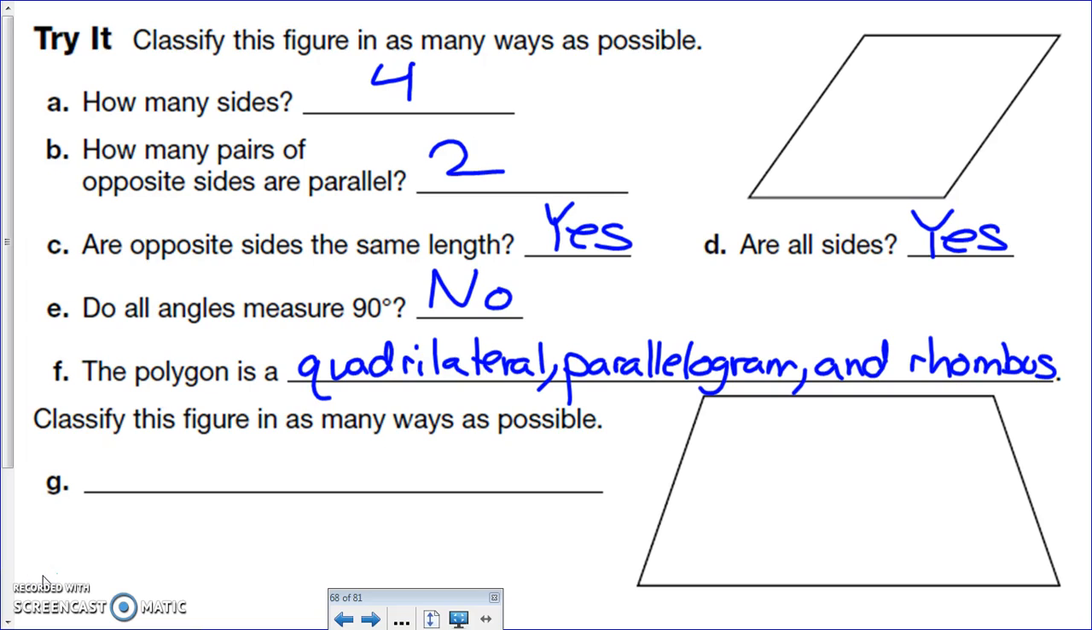For G, we need to classify this figure in as many ways as possible. So we're going to use the questions above to help us walk through the sort to figure out which categories it falls in. So we know it has 4 sides. It only has 1 pair of parallel sides, which means we can just stop there because there's only one shape that has that. It's a trapezoid. So it's a quadrilateral and a trapezoid.